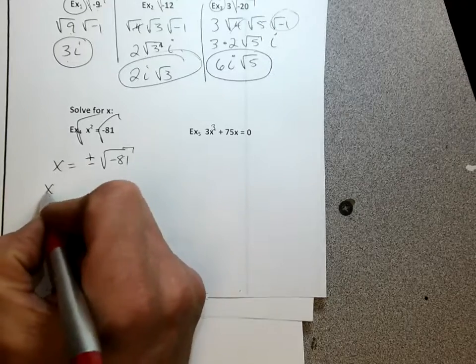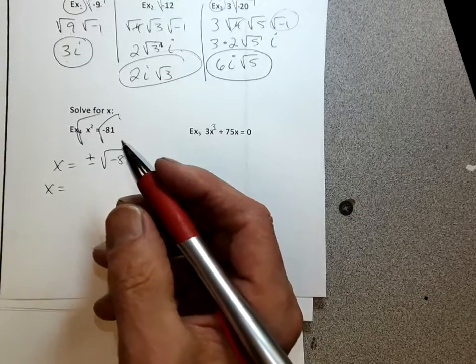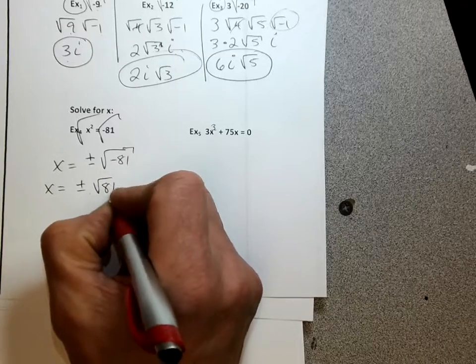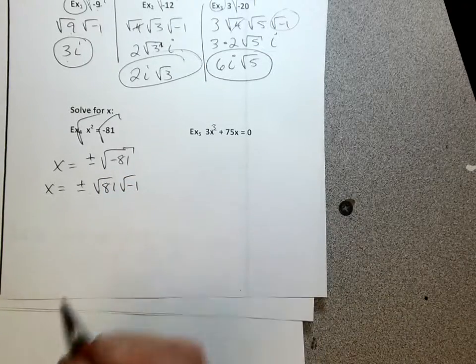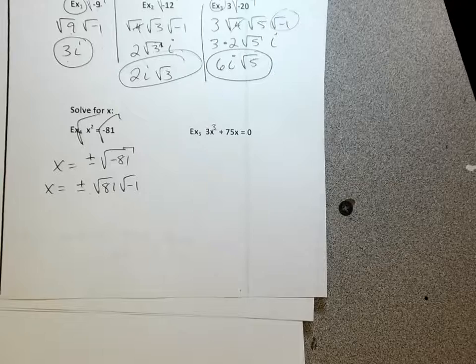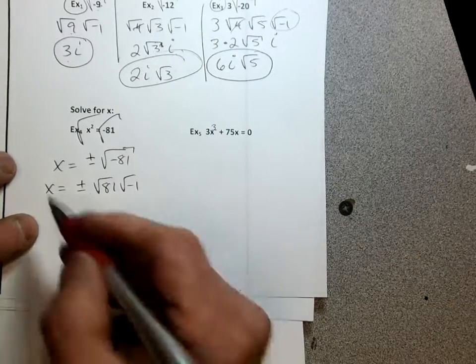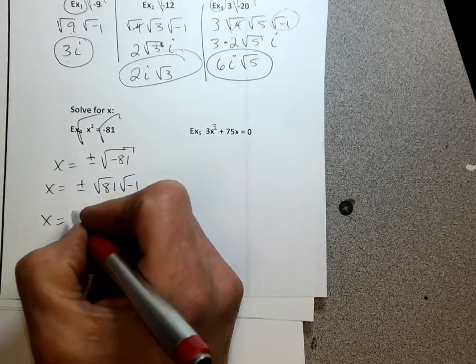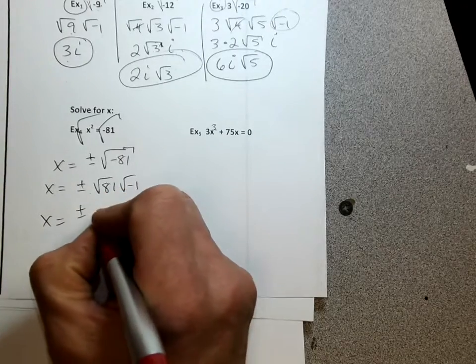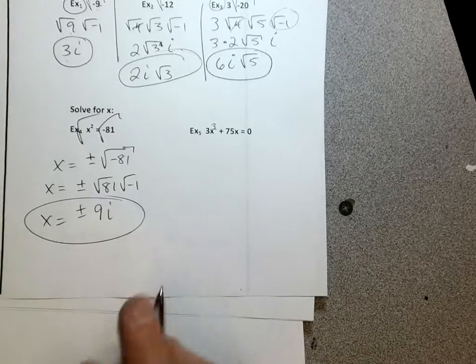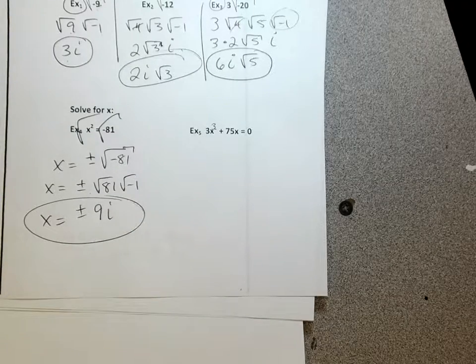I'm going to show every step because that's what I do, and if you've already got the answer, great. I'm going to go plus or minus the square root of 81 times the square root of negative 1. Okay, I want to get the i. You can see the square root of negative 1 here. There's my i. So 2 answers, plus or minus 9, and the square root of negative 1 is i. So you do get 2 answers. You get a 9i and a negative 9i. Pretty easy, isn't it?